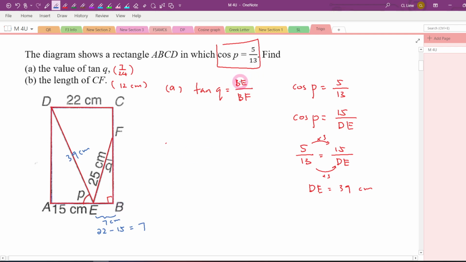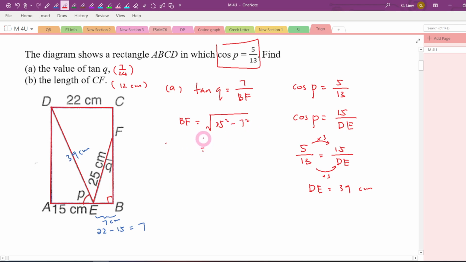Now we know BE is equal to 7 centimeter. This is 7. But we still have a problem. We don't have BF. We need the BF. How do we get BF? Now we can use Pythagorean theorem. We have a right angle triangle, right? Remember, 2 short, 1 long. Now we want to find the length of BF. Ask yourself, BF short or long? Short, right? So BF is equal to square root of 25 square minus 7 square.